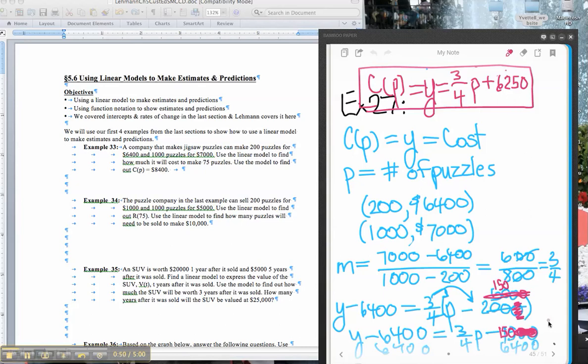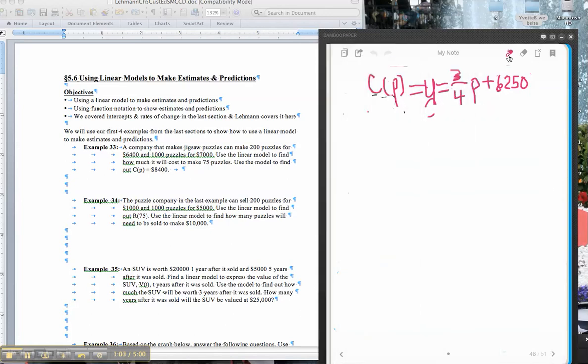So this is what our model should have looked like. Remember, we found the slope first, then plugged that into point slope form with one of the ordered pairs, and then arrived at our model, which should have been this. I apologize. Now, using this model, we're going to make a prediction. So we're going to use the model to find out P when C of P is equal to 8,400.